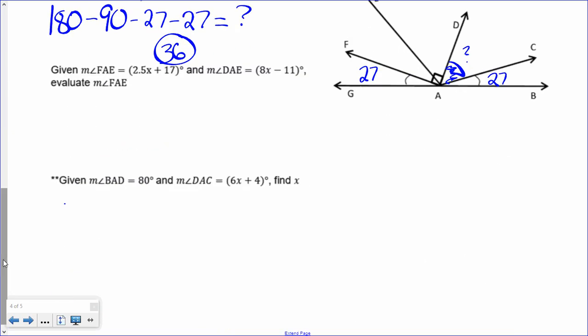Actually, you know what? Why don't you guys try that on your own? While I'm getting my technology worked out, I want you guys to try this one and this one on your own, see if you can figure them out. Work together if you need to.